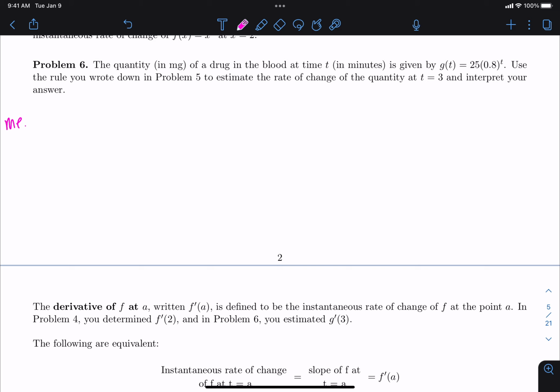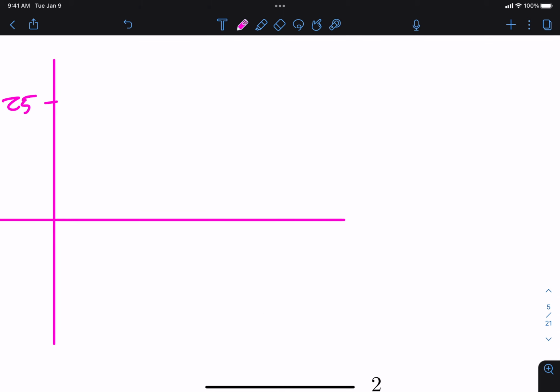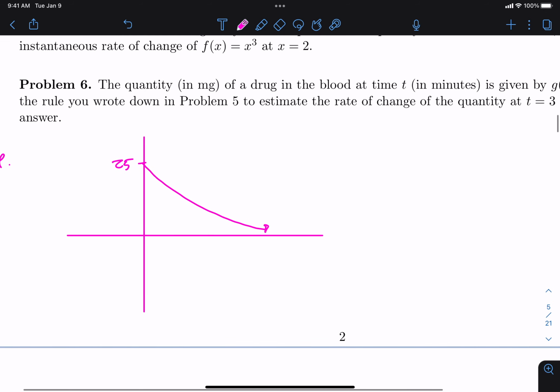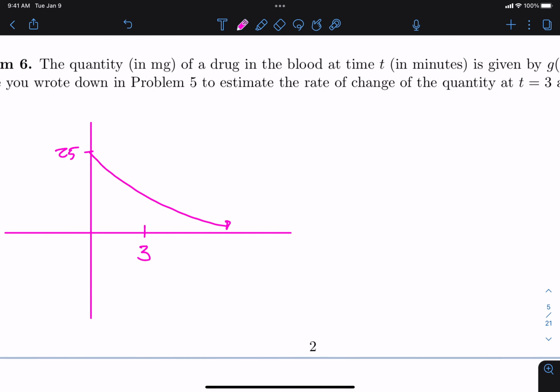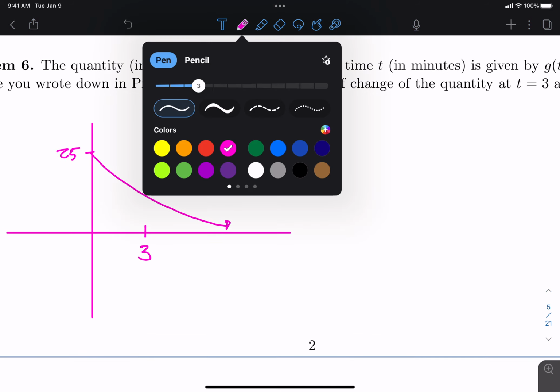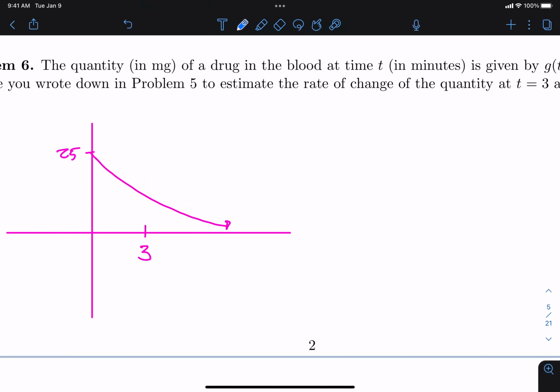So what are we trying to do? Let's draw a quick picture to see what we're doing here. We have an exponential decay which starts at 25, so I'll start it off at 25, and I'll draw a picture which looks kind of like this. When t is equal to 3, we want to know how quickly is this drug leaving the bloodstream, which is to say, I want to know what is the slope of this tangent line.